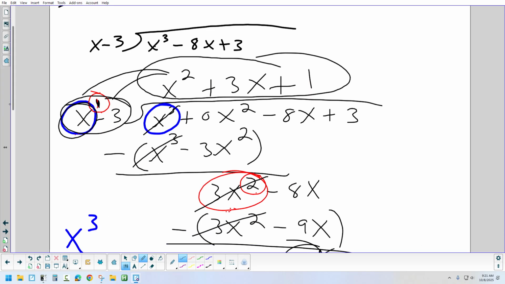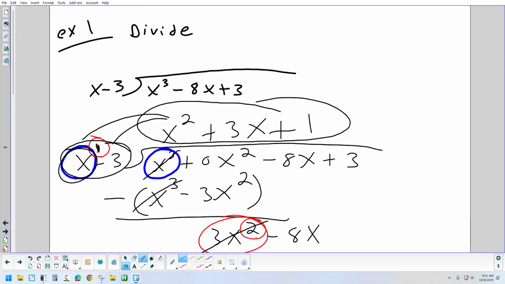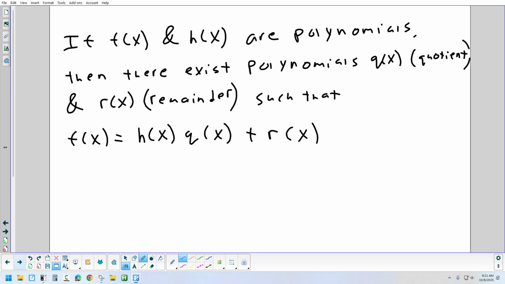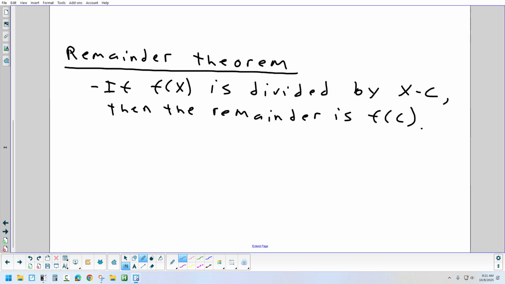Well, instead of doing all this work just to get the remainder of 6, there's a much faster way we can do this if we only want the remainder. If you want the quotient, well then, yeah, you're going to do all this out. But if you only want the remainder, you can use this theorem.